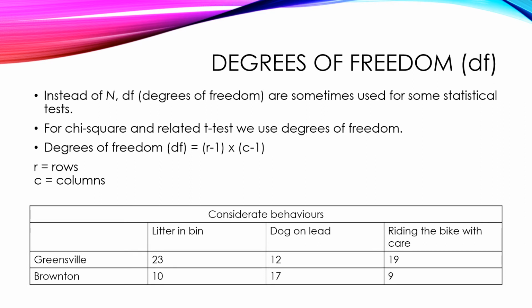Okay, so what we're going to do is r minus 1. So how many rows do we have? And these are just the rows with numbers in. So you'll see that we have 2 rows. So we've got to do 2 minus 1, which is 1, and columns minus 1. And we have 3 columns: litter in the bin, dog on lead, and riding the bike with care. So 3 minus 1 is 2. We do 1 times 2, which equals 2. So the degrees of freedom here, if you're asked to calculate them, would be 2.